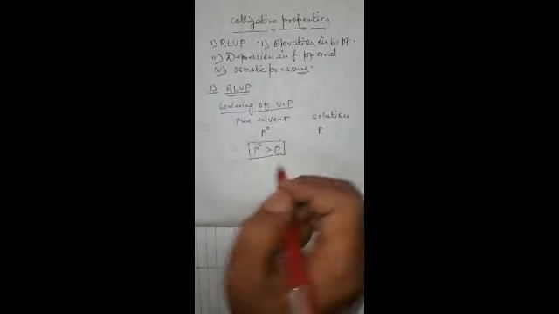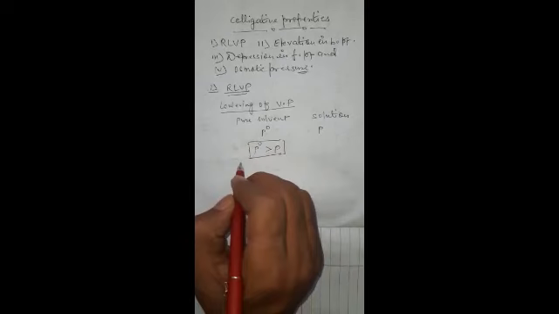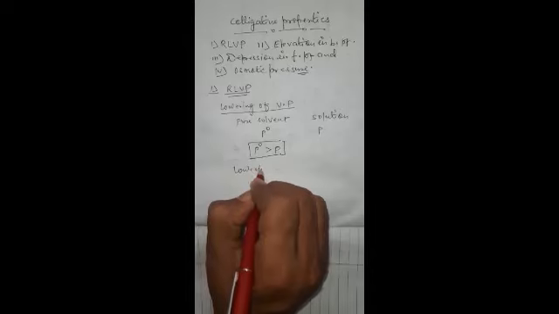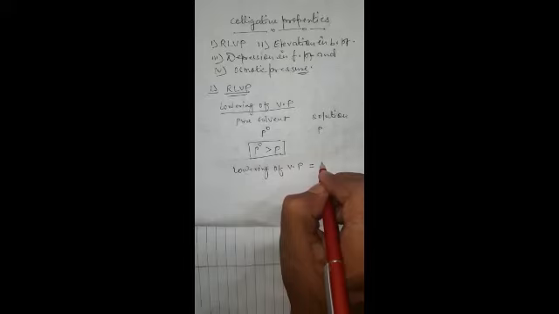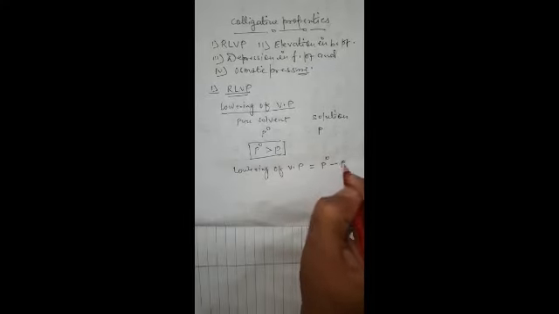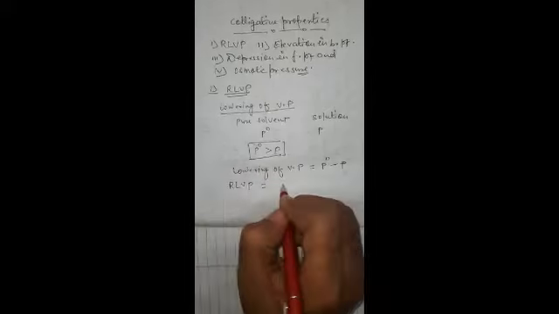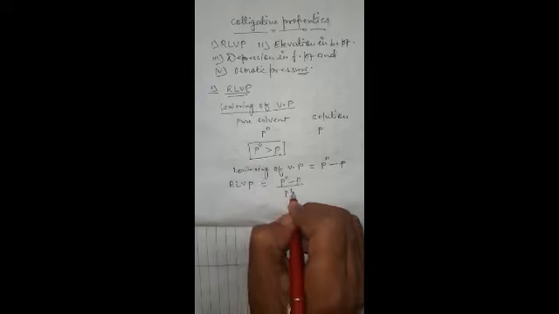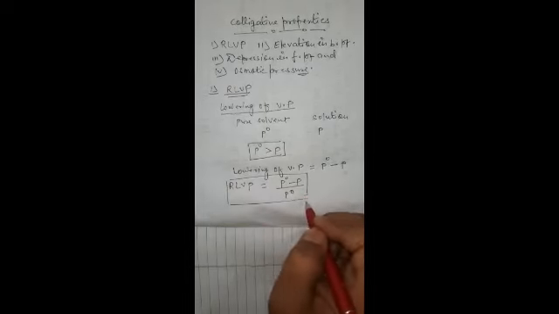Now, lowering of vapor pressure is the difference between them. Lowering of vapor pressure is equals to P naught minus P, and lowering of vapor pressure relative to the vapor pressure of pure solvent is known as relative lowering of vapor pressure.